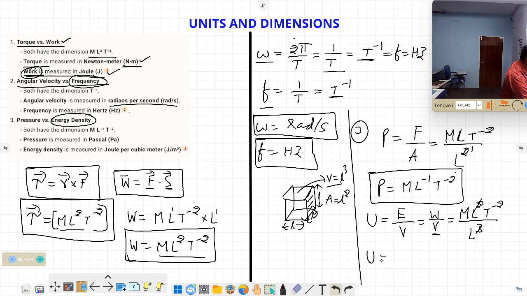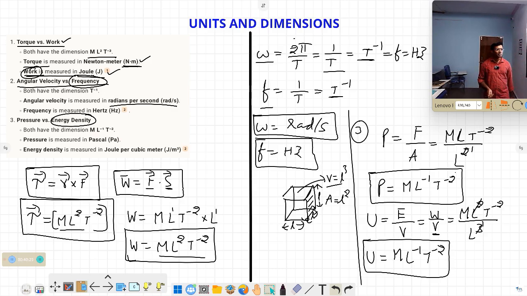Again, what you are going to get is M L minus 1 T minus 2, because in the denominator we have T minus 2. So if you observe both dimension formulas, both are having the same dimension formula, M L minus 1 T minus 2. Both are having the same dimension.